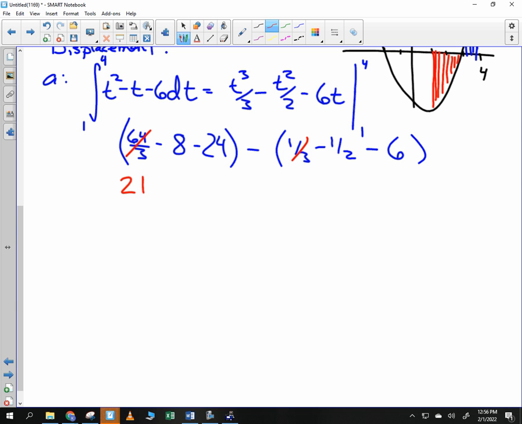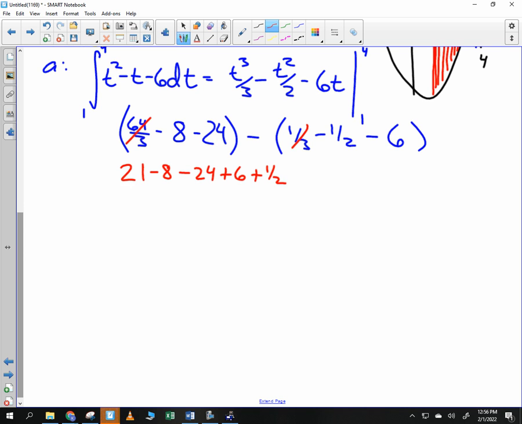And then I have a minus 8, a minus 24, a plus 6, and plus a half. So I'm able to calculate this pretty straightforward without using a calculator. What's 21 minus 8? 13. What's 13 minus 24? Negative 11. Negative 11 plus 6, negative 5. And negative 5 plus 1/2 is negative 4.5. I'll write it as negative 9 over 2.